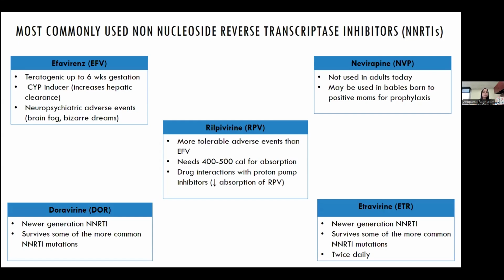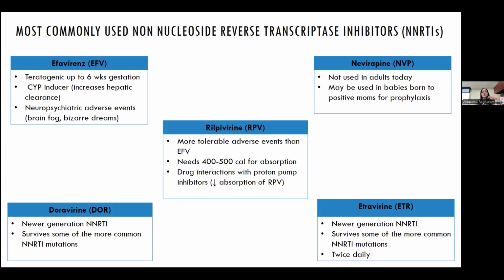Etravirine is also considered a newer generation. It does survive some of those more common NNRTI mutations, but it is given twice a day. So just keep that in mind. I always think of NNRTIs as like the potentially rashy and potential liver toxicity class of drugs. So these are the 5 I'll talk about.